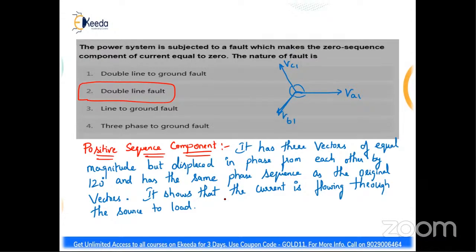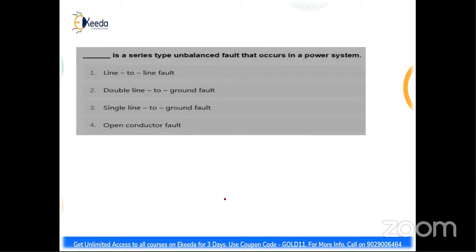Understood? So moving on to the next question: dash is a series type unbalanced fault that occurs in a power system. The options are line to line fault, double line to ground fault, single line to ground fault, and open conductor fault. The right answer is open conductor fault. Open conductor fault is a series type unbalanced fault that occurs in a power system. Okay, so why is it?